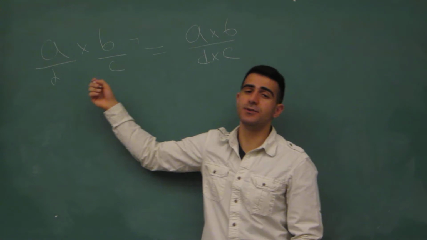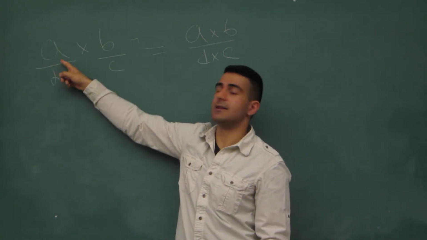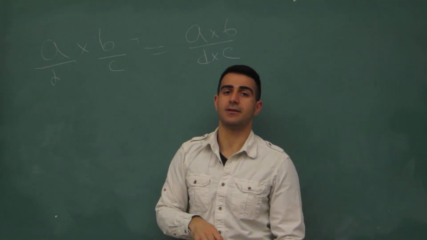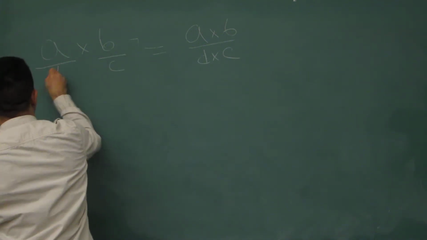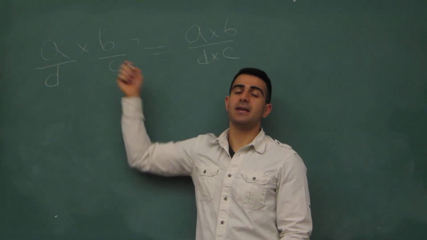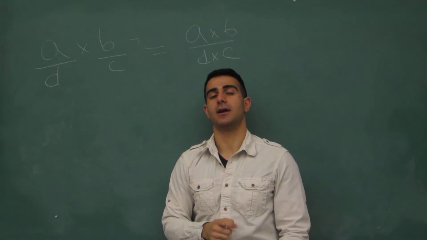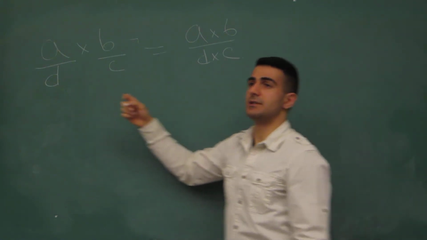When you're multiplying two fractions, let's say the first fraction has the form a in the numerator and d in the denominator. And the second fraction has b in the numerator and c in the denominator. How you would multiply these two fractions is the following.